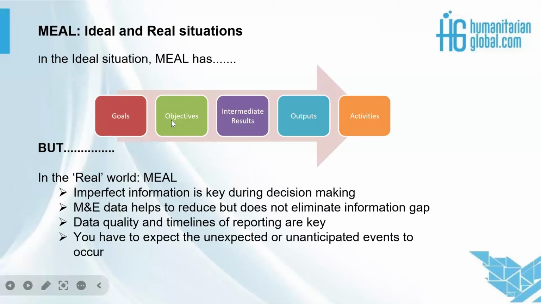Outcomes are definitely included. Outcomes are at a higher level than outputs. Usually we have outputs, then intermediate results, and then outcomes. So outcomes are definitely included in MEL, and they are very critical for you to be able to measure your indicators. So yes, they are included. Good, thank you for that.